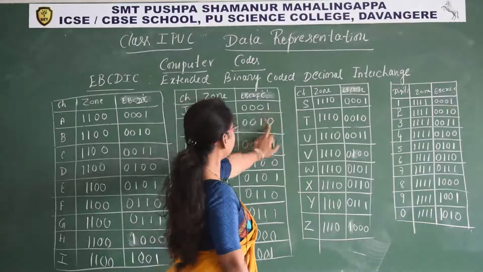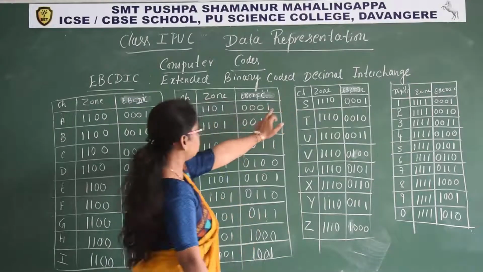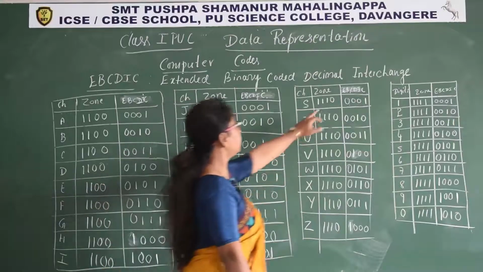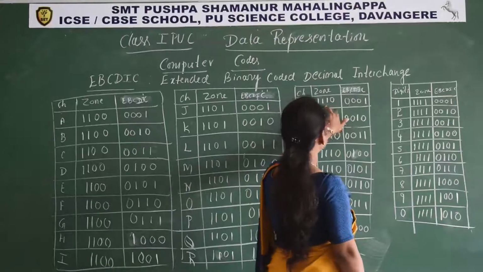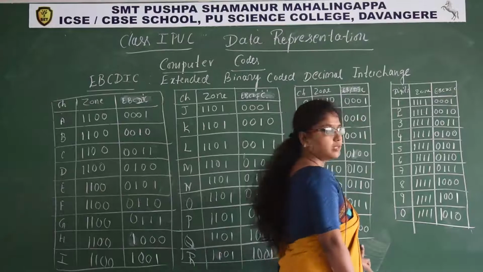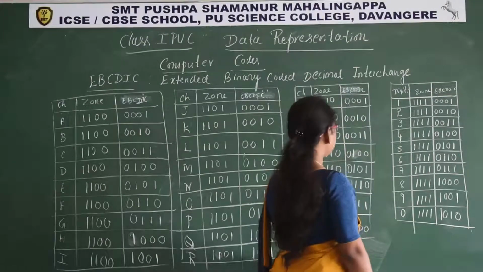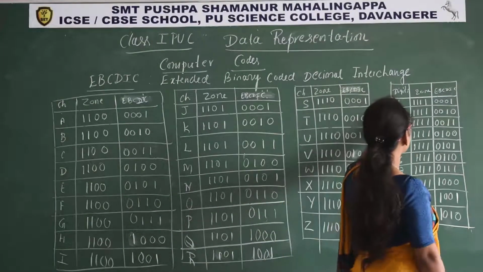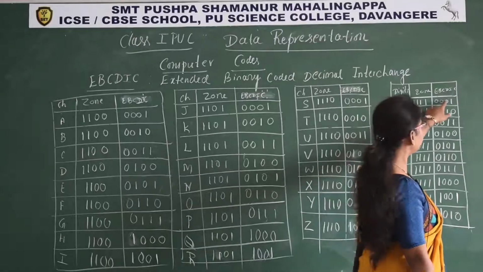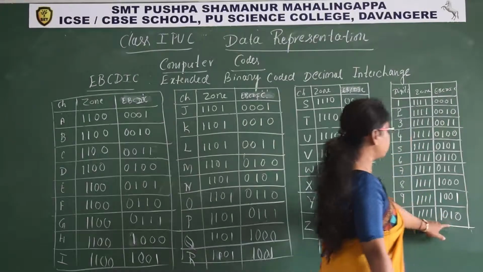Now this is 1. Again start from 1, 2, 3, 4 like that. Here zone bit 14. Again start from 1 to 9. Here 8 because 8 characters are there. And for digits, zone bit is 15. You need to start from 1 and end at 10.